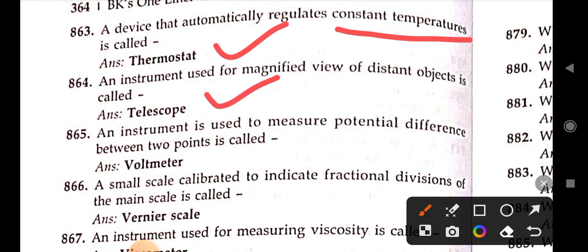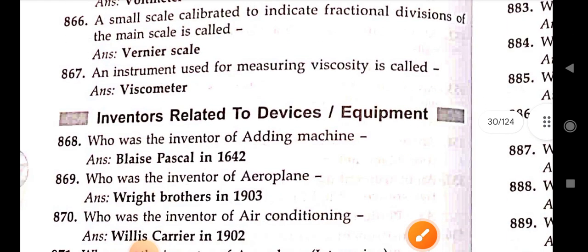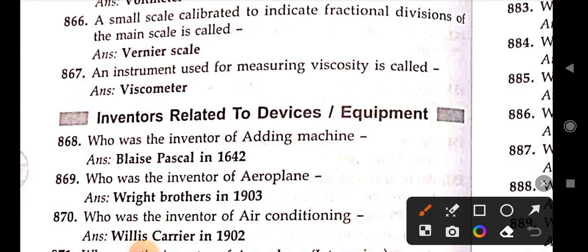An instrument used for measuring potential difference between two points is called a voltmeter. A small scale calibrated to indicate fractional divisions of the main scale is called a Vernier scale. Next, an instrument used for measuring viscosity is called a viscometer. Next, inventors related to devices and equipment.